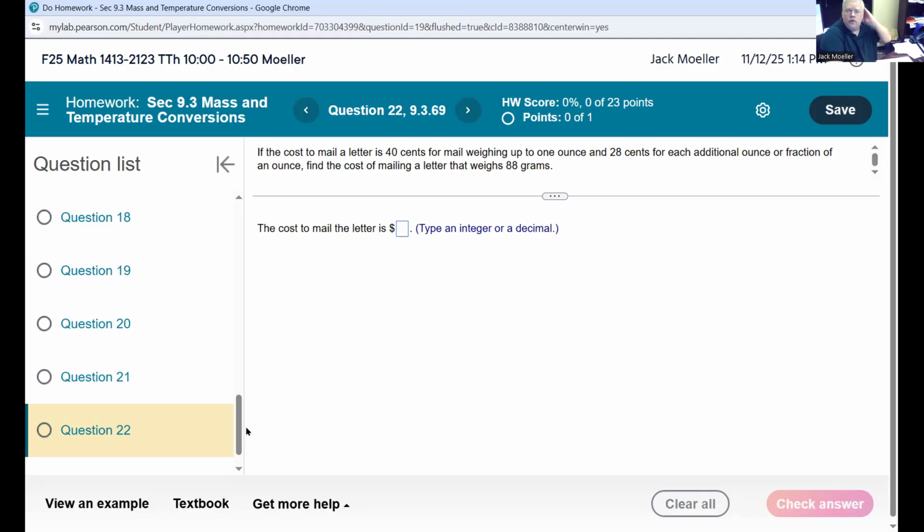All right, so what do we know? We know that it's 40 cents for 1 ounce. It is 28 cents for each additional ounce or part of an ounce. And we want to find the cost for a letter that weighs 88 grams.